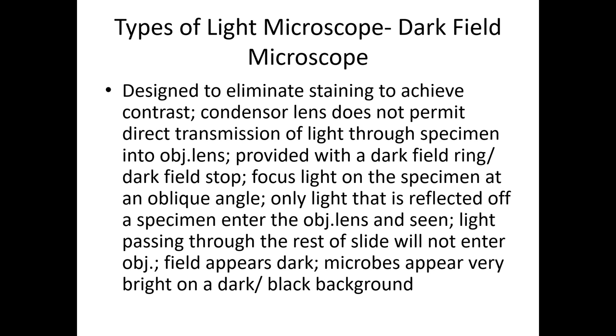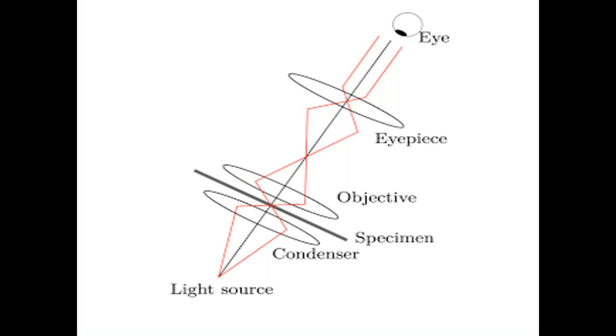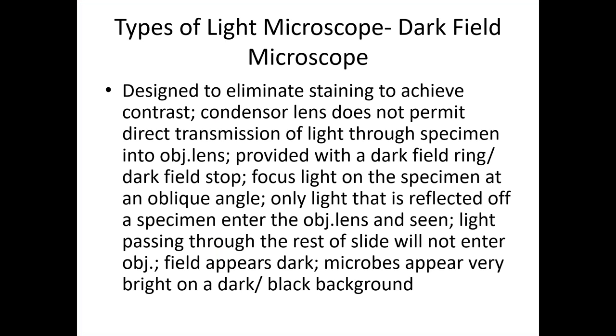Okay, then here, the condenser lens has got a specialty. So you know what is condenser lens? It is the lens which will help the light to focus on the specimen. Fine. So in dark field microscopy, the condenser lens does not permit direct transmission of light through the specimen into the objective lens. So that is the specialty. In bright field microscopy, we saw light going from the light source through the condenser lens directly to the specimen. Whereas in dark field microscopy, the condenser lens does not permit direct transmission of light through the specimen into the objective lens. Okay, that is, it is provided with a dark field ring or dark field stop.